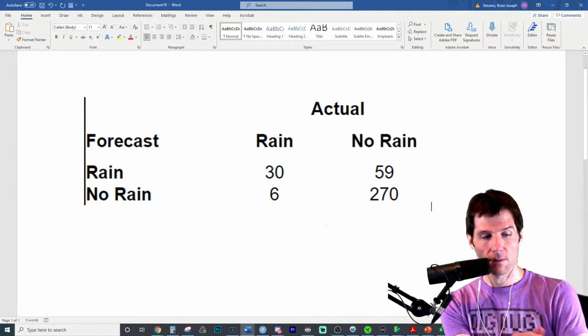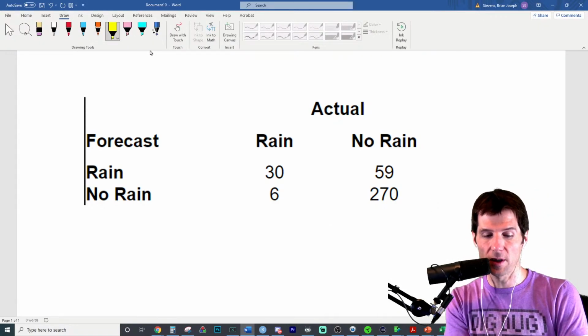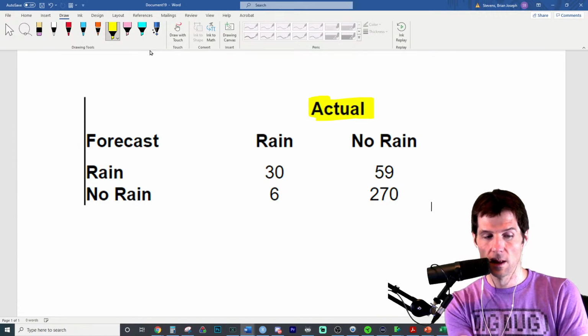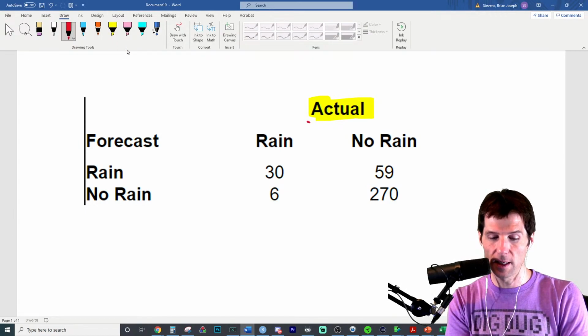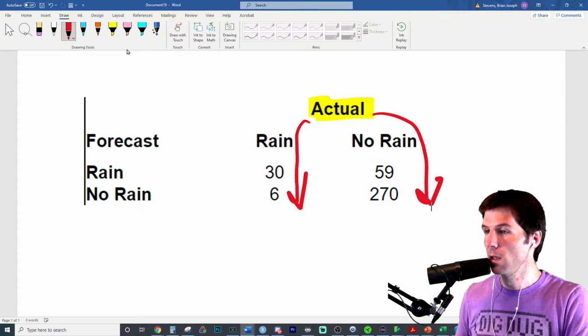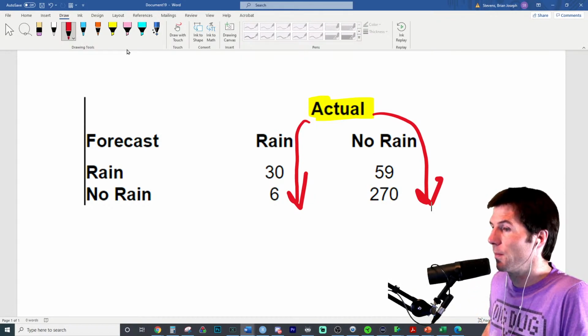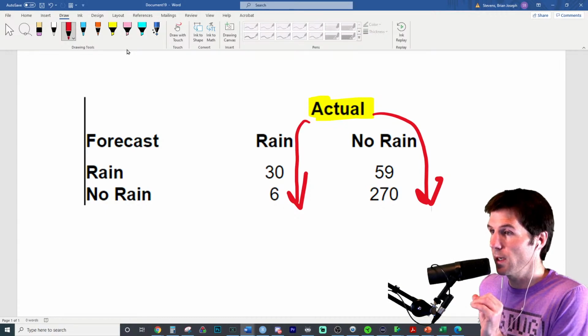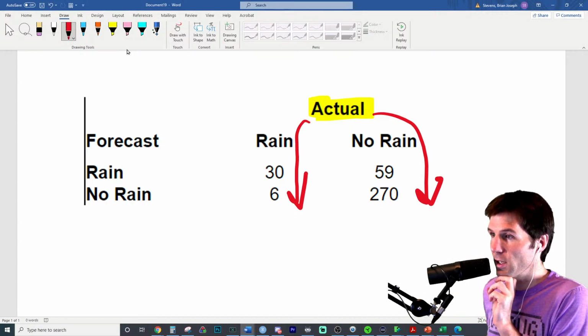This right here is what actually happened on this day. So if you were to follow this down right here, these are the days it actually rained. These are the days it actually did not rain. So I'd like you to first tell me this. How many days did it actually rain? Just using this information right here, how many days did it actually rain?